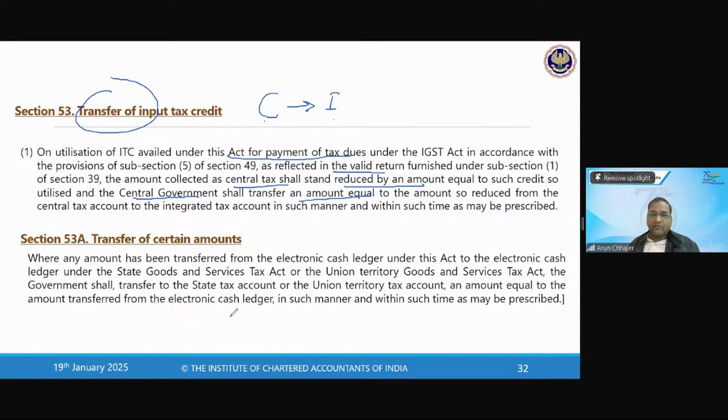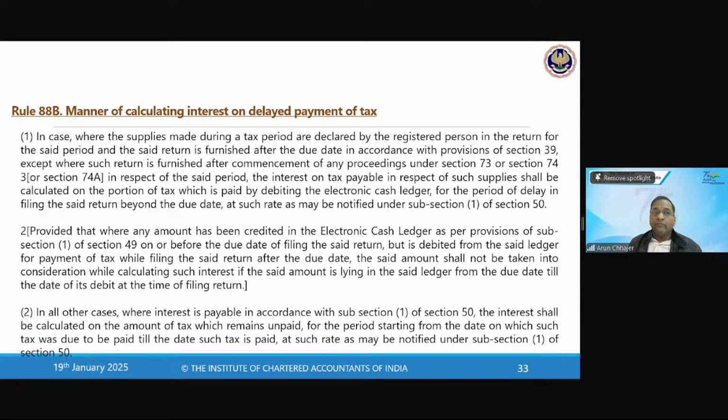Where any amount has been transferred from the cash ledger under CGST to SGST, the government will also transfer equal amount to the state tax. So whenever you do the cross utilization, whether in the ITC or in the cash, the equivalent amount will be transferred to that ledger, because state is different, center is different, and IGST is different. So it will be transferred. Now we'll read Rule 88B. Whatever we have discussed is written in Rule 88B.